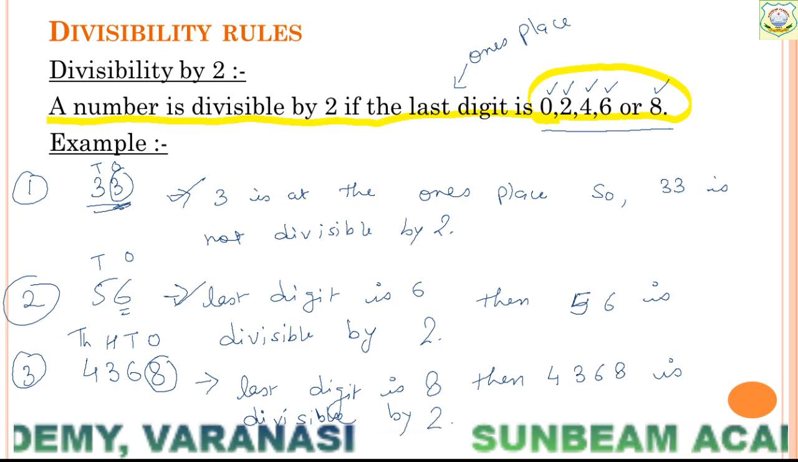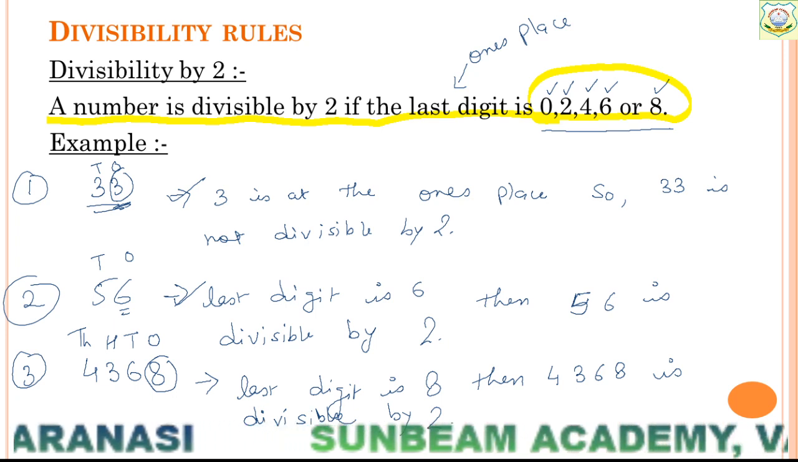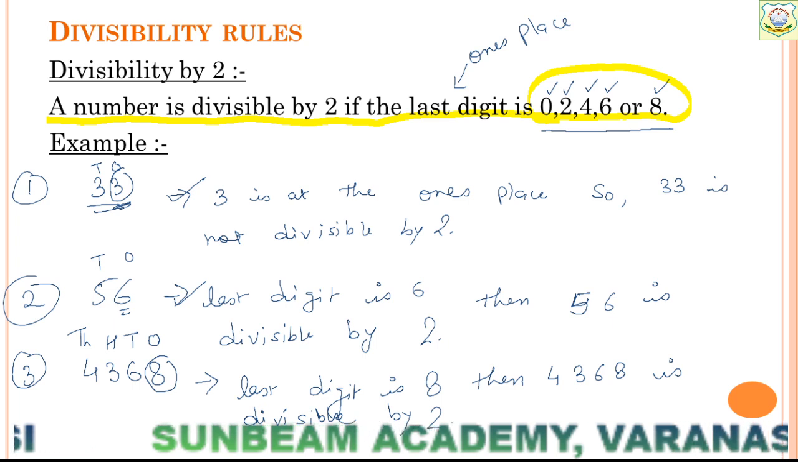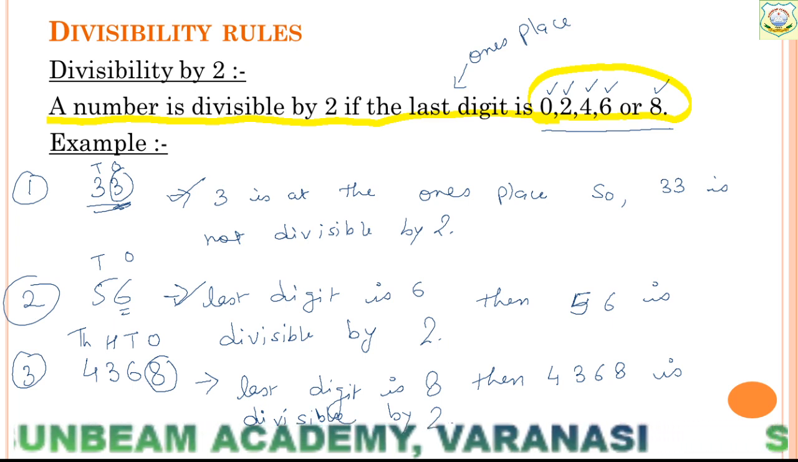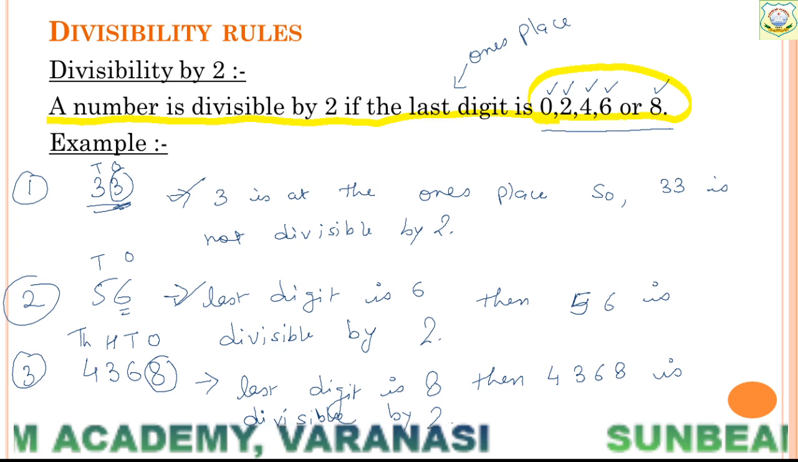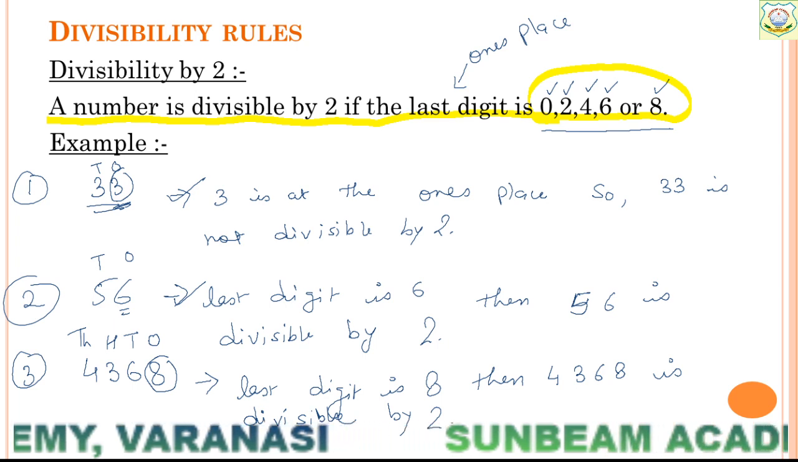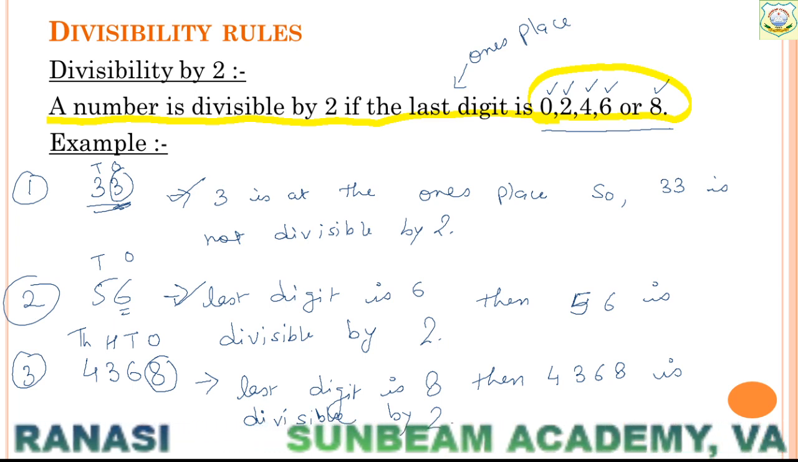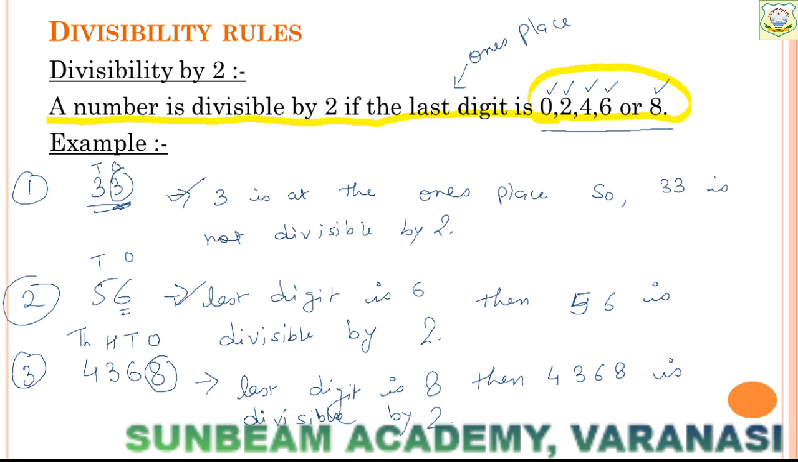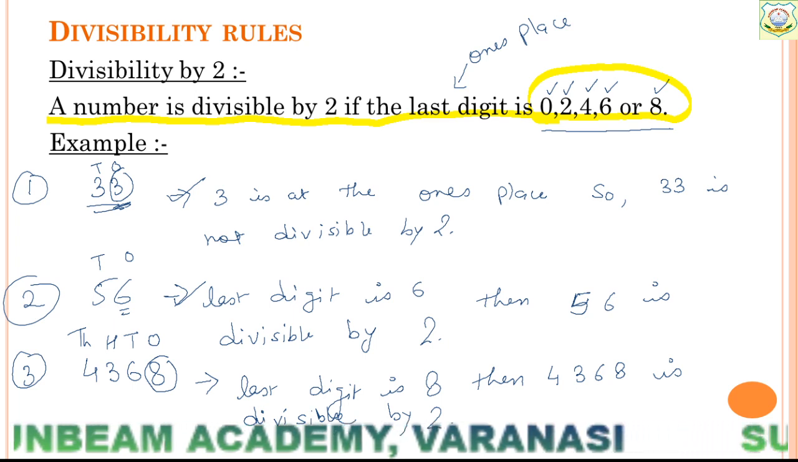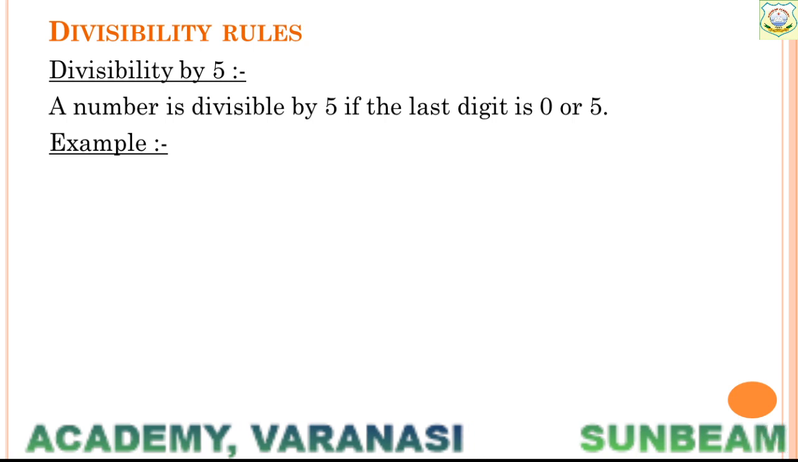Divisibility by 2. A number is divisible by 2 if the last digit is 0, 2, 4, 6 or 8. We have to see if these numbers are in the ones place, then it is divisible, otherwise it is not divisible. Got it? Now let's proceed with the next rule. Divisibility by 5.